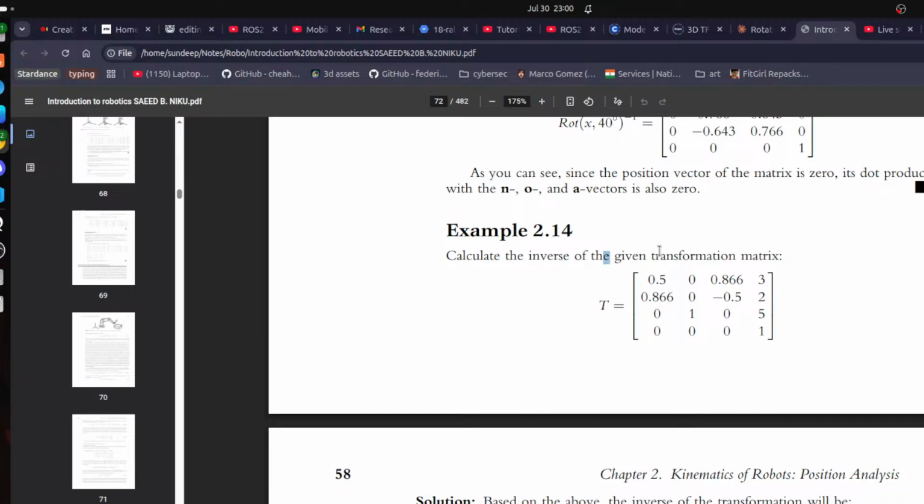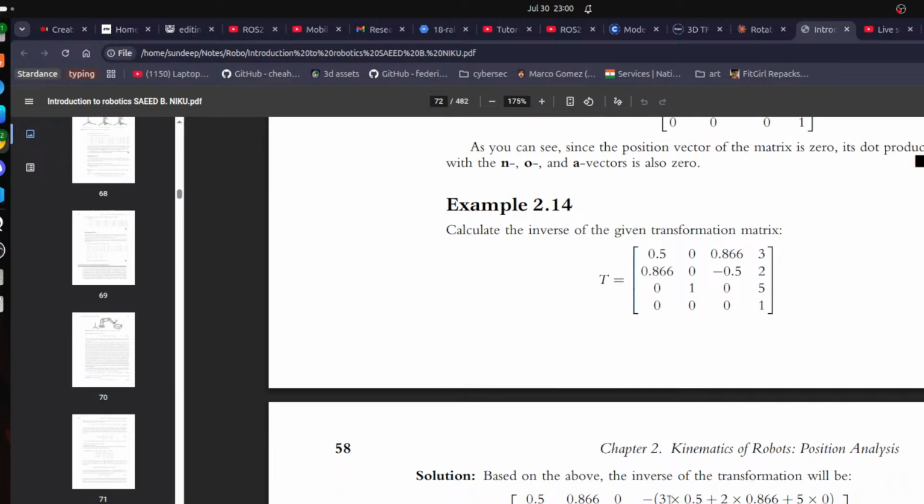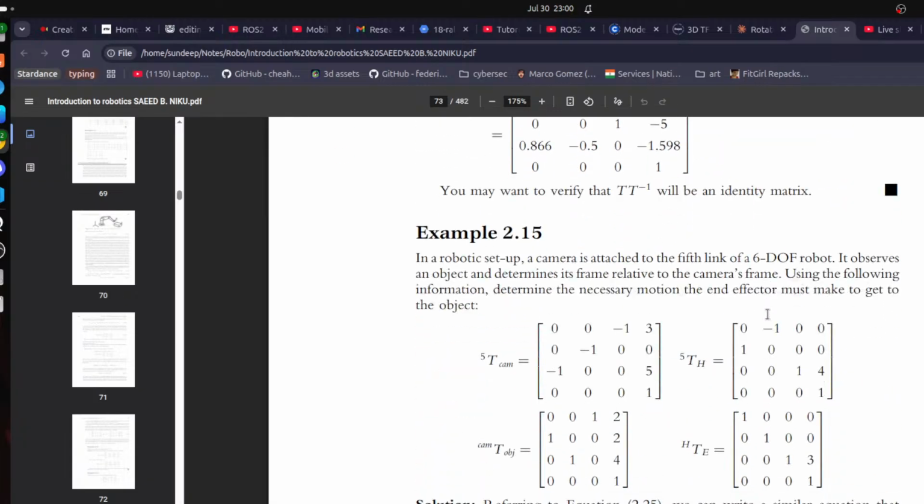Calculate the inverse of the transformation matrix. Just transpose this and then take the positional vector, find the dot product with the x-axis, and then add a negative sign. So this, and the dot product with the n-axis. So this thing with dot product with this. Yeah. That's pretty easy. Let's be honest, that's pretty easy.